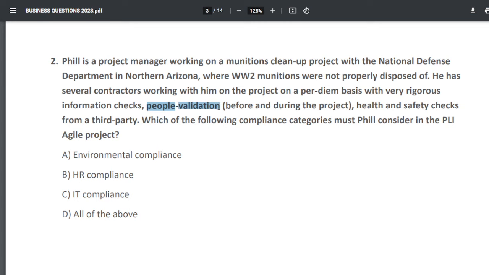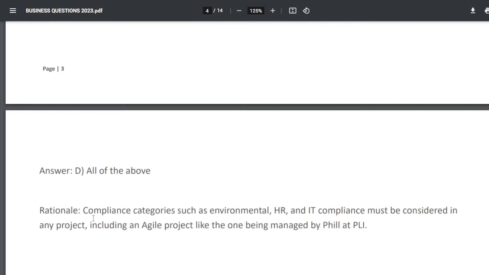What does that sound like? Validating that people are who they said they are, that they have no security concerns before and during the project, things of that nature. Health and safety checks can also fall into this category, but it says rigorous information checks as well. That would also have to do with some IT. So when you boil it down, definitely more than one area is relevant. And the answer, therefore, is all of the above.